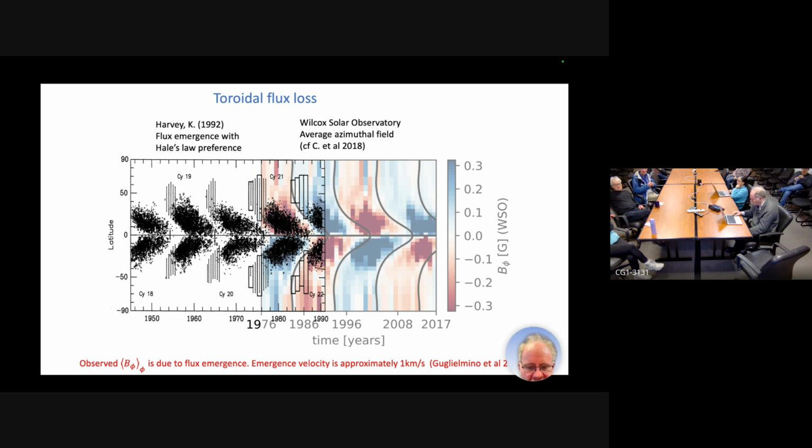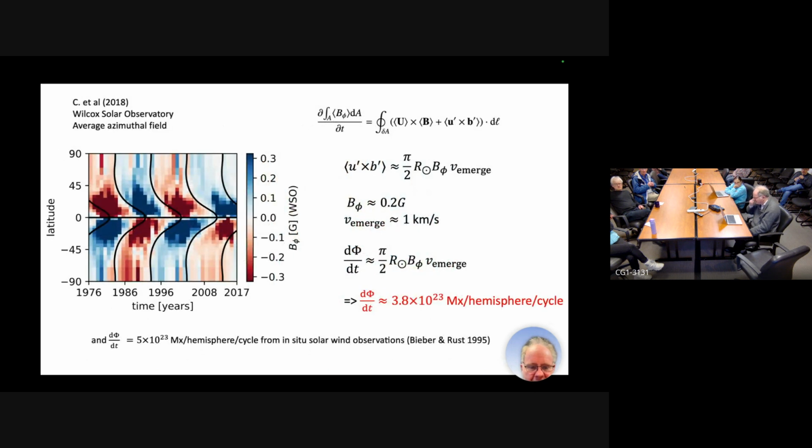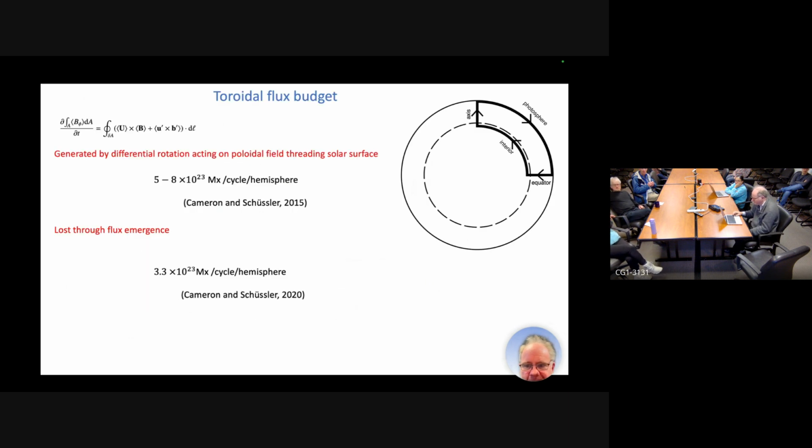The velocity of the emergence, the radial velocity, is about 1 kilometer per second. And this allows us to calculate the amount of toroidal flux which is lost at emergence, which is about 3.8 times 10 to 23 Maxwells per hemisphere per cycle. People have also, Bieber and Rast, estimated it from measurements of the field from in situ observations of the solar wind, and you get about 5 times 10 to 23 Maxwells. So this is nicely consistent.